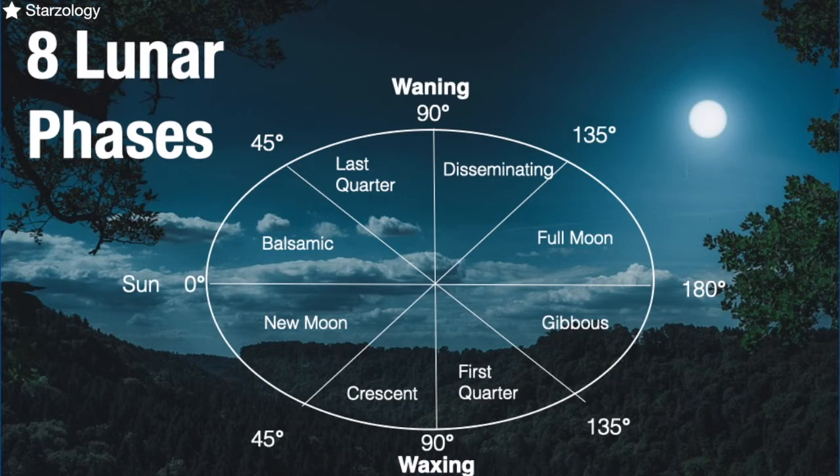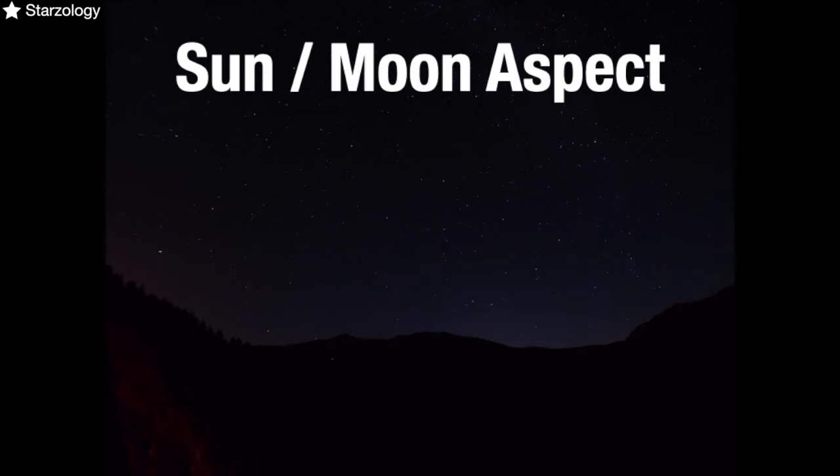And then we get the full moon from 180 degrees onwards. There's the full moon for 45 degrees. Then we have the disseminating phase. We come round to the last quarter phase, and then the last phase is actually the balsamic phase. So there's a lot about lunar phases, but in general, this is what we're talking about. We want to know what is the relationship between the sun and the moon in the woman's chart. So let's have a look at some potential sun-moon aspects.